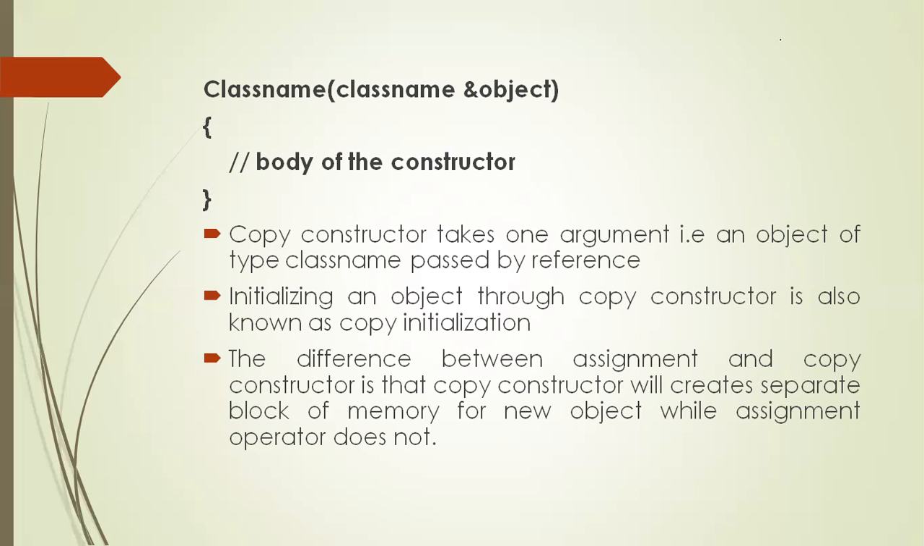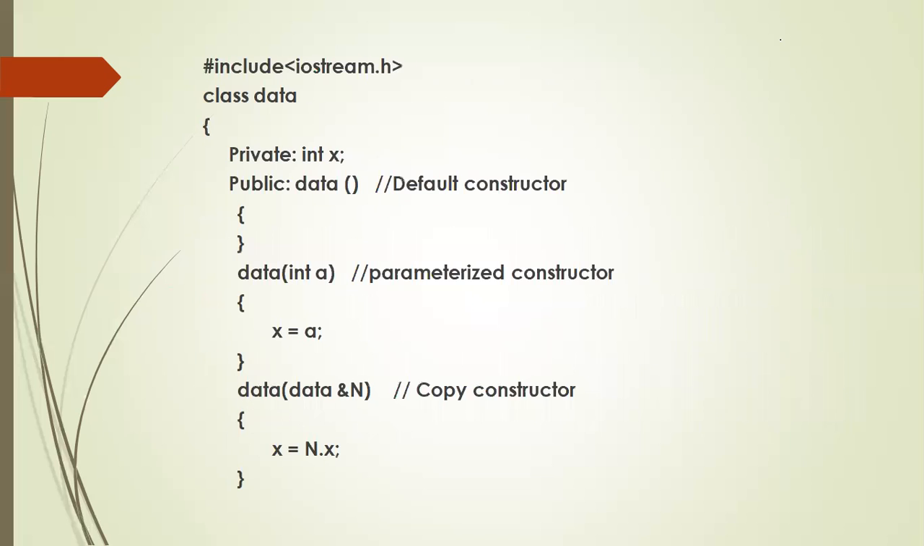So another name for copy constructor is copy initialization. The main task of copy constructor is similar to assignment operator, but there is a slight difference between copying the content of one object to another object using assignment operator and using copy constructor. The difference is that copy constructor will create a separate block of memory for the new object, while assignment operator does not create a separate block of memory. With this example, we are able to understand the concept of copy constructor easily.